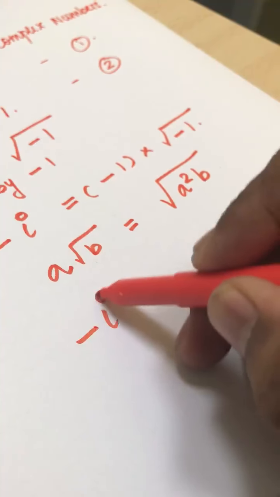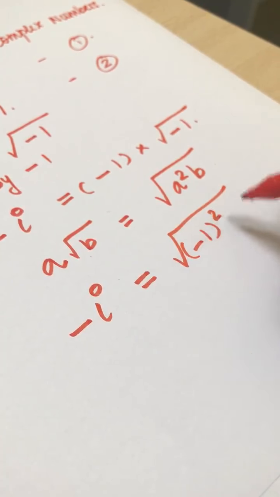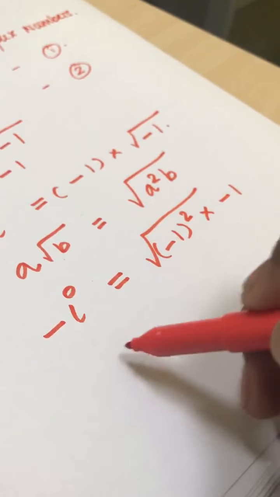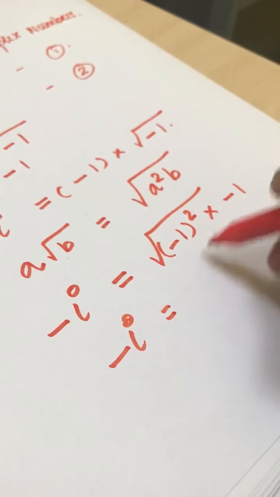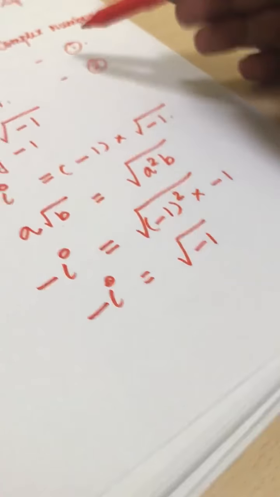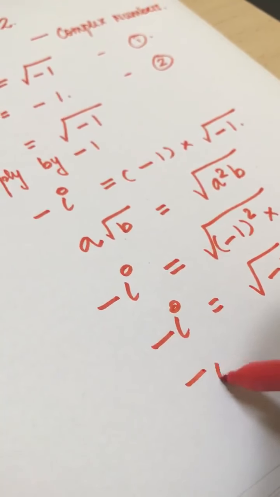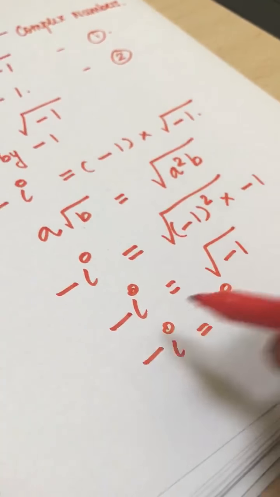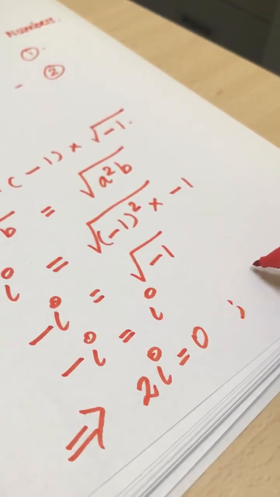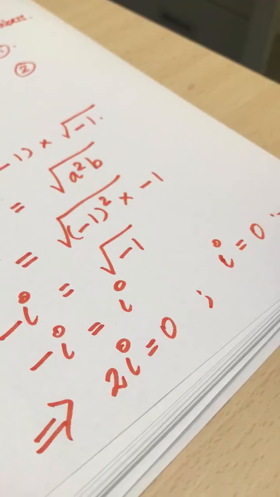So minus i will be root of (minus 1) the whole squared, multiplied by minus 1. So this becomes root of minus 1, because (minus 1) the whole squared is 1. But we know from the first step that root of minus 1 is i. So minus i becomes i, or this is nothing but 2i is equal to 0. Therefore i is equal to 0. And this is 3.